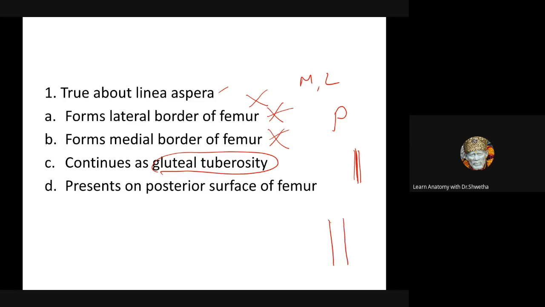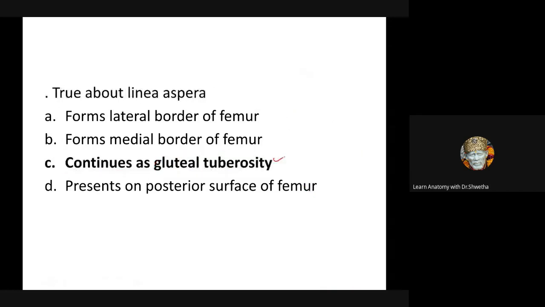Posterior surface. What is posterior surface? Linea aspera's medial lip will diverge. Lateral lip will diverge. This is the posterior surface. Lower down it will diverge to form the popliteal surface, right? So you tell me, medial lip continues as what, students? Spiral line above. Yeah, lateral lip continues as what? Gluteal tuberosity. So now, do you want to change your answer? Continues as gluteal tuberosity because it has nothing to do with the posterior surface, right? So the answer is yes, continuous as gluteal tuberosity. Understood, students?